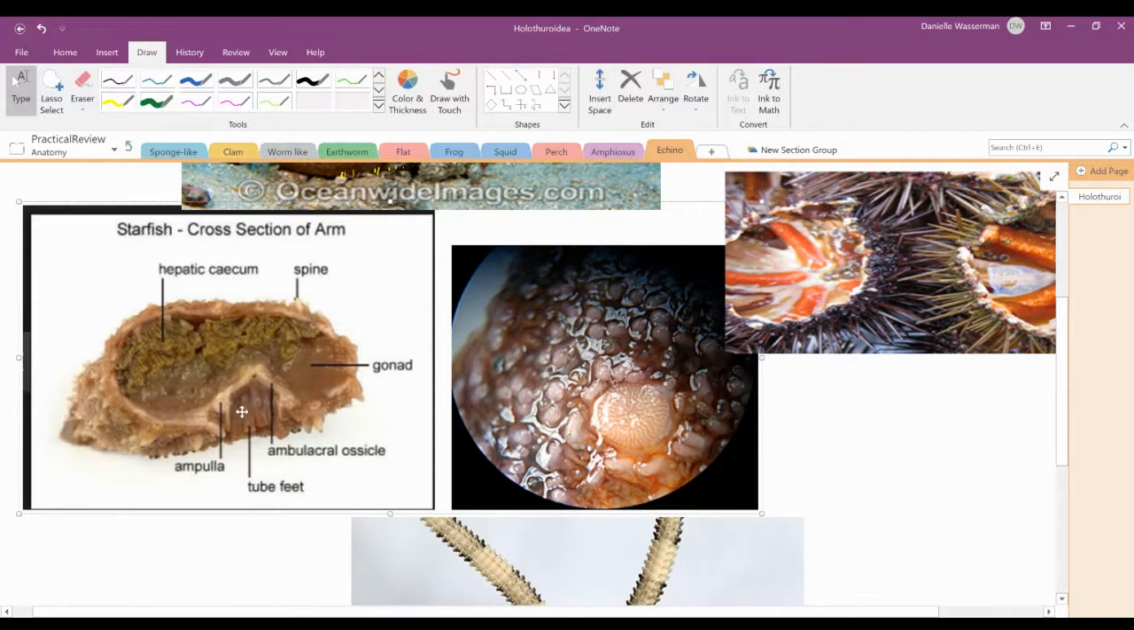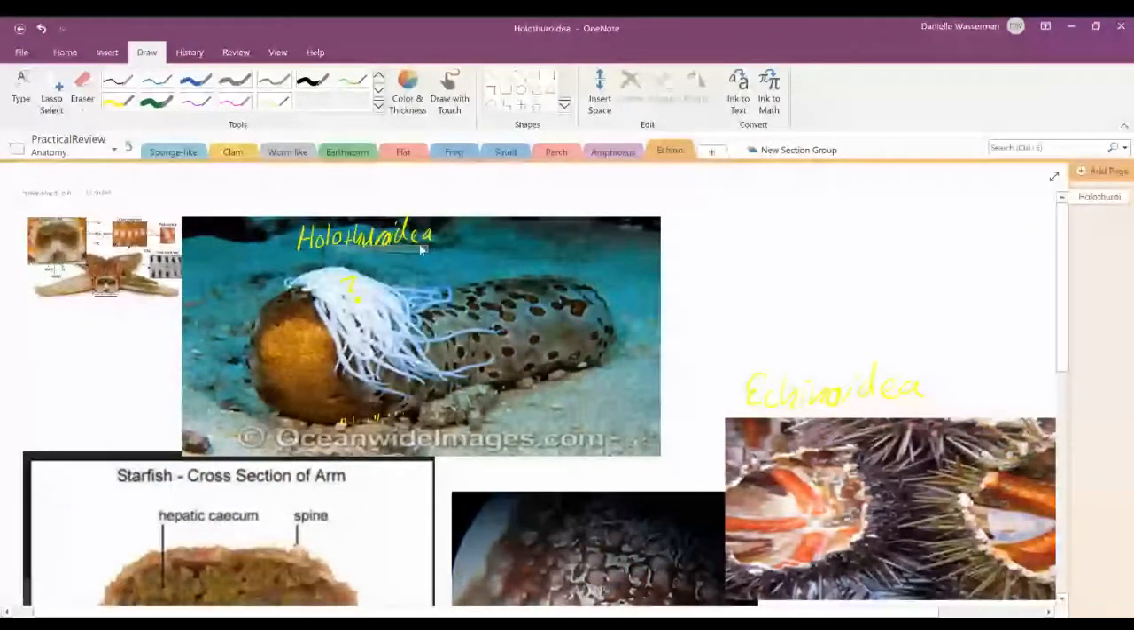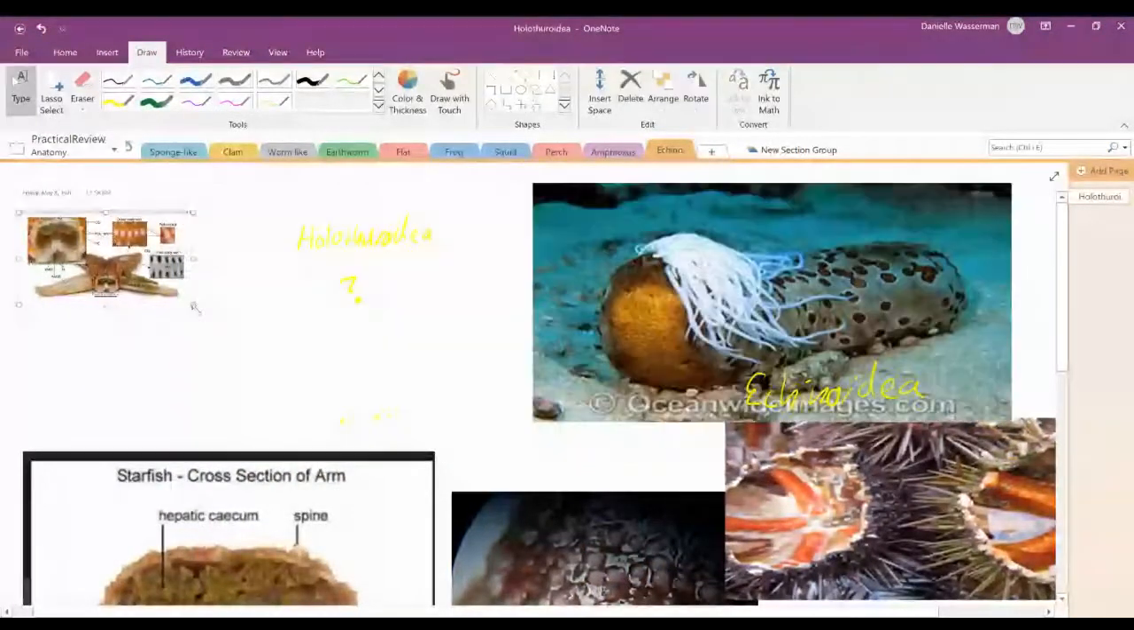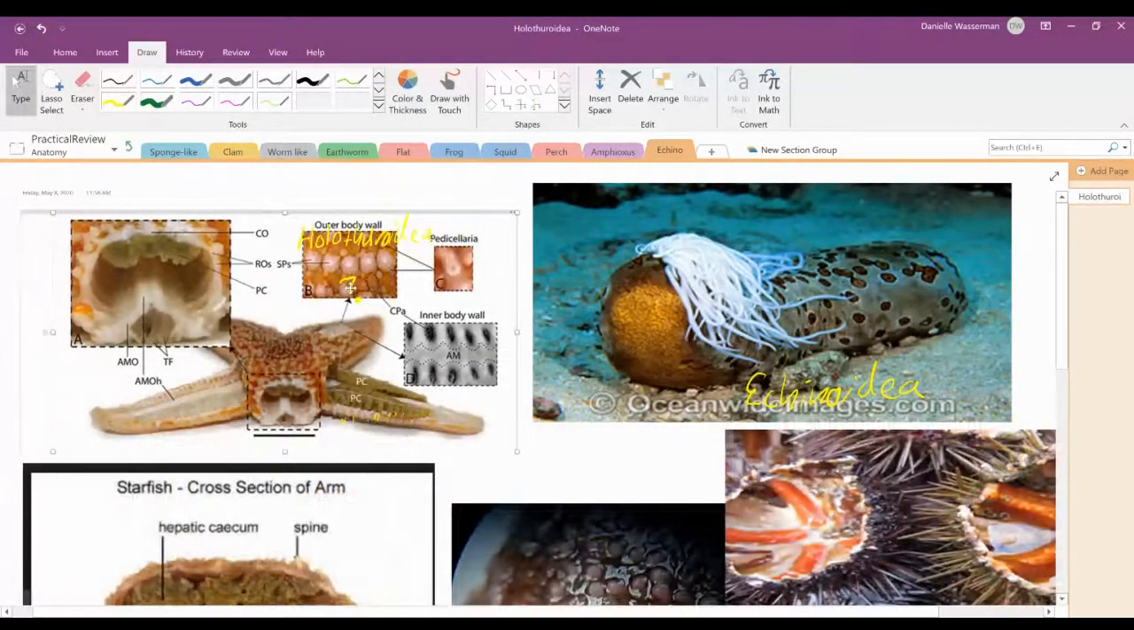The ampulla system, the one that keeps the podia going, those are the ends of the tube feet. There's that system that's situated mostly in the ambulacral groove, it's hydrostatic, and hepatic cecum, which is all digestive. So remember those. And here's just another showing of the same thing. It's a very nice looking starfish dissection.